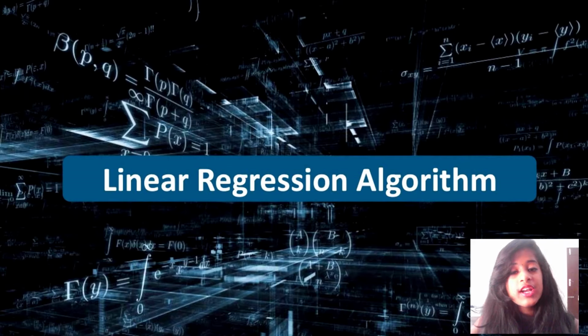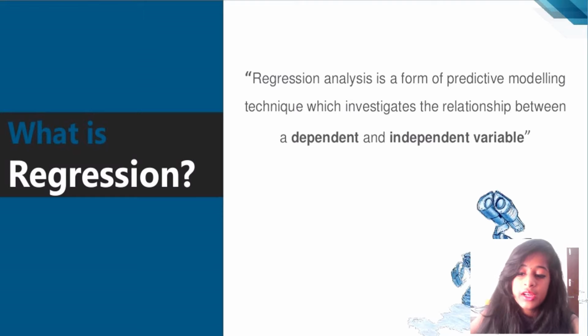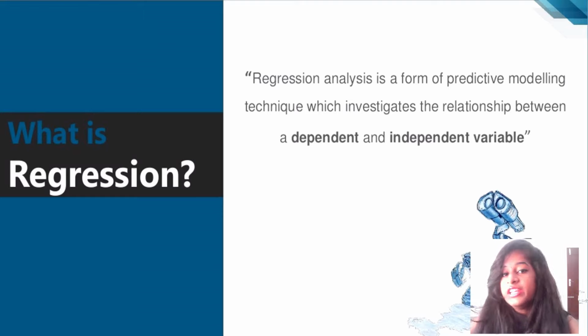In this video, we're going to see what is linear regression algorithm. So let's begin. First of all, what is regression? Regression analysis is a form of predictive modeling technique which studies the relationship between dependent and independent variables. Here, regression means it's going to check the strength of the relationship between dependent and independent variables, and it's going to give us a value. So let's check what's the value.